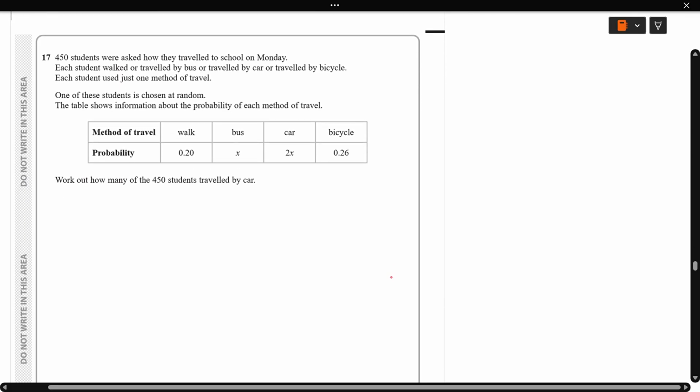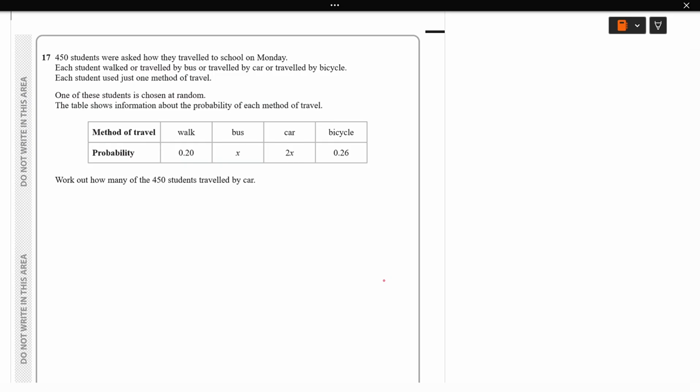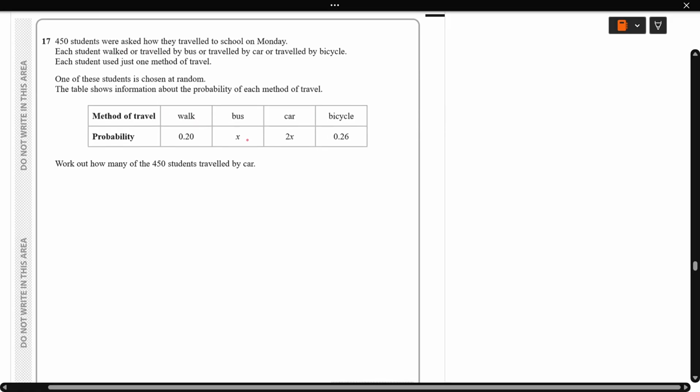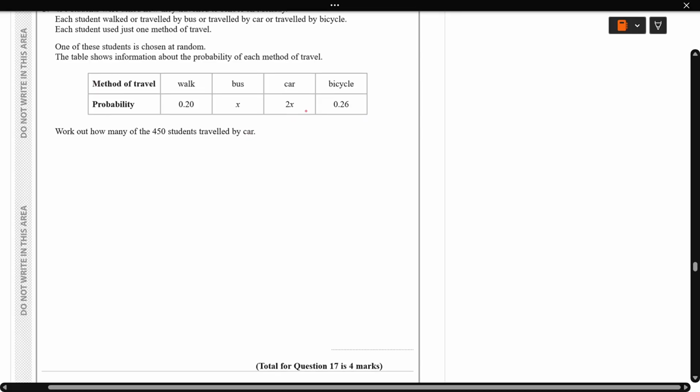Next, question 17. 450 students were asked how they travel to school on Monday. Each student walks, travels by bus, travels by car, or travels by bicycle. Each student used just one method of travel. One of these students is chosen at random. The table shows the probability of each method of travel: walk is 0.20, bus is x, car is 2x, and bicycle is 0.26. Work out how many of the 450 students travel by car.